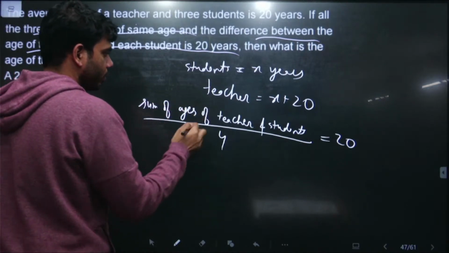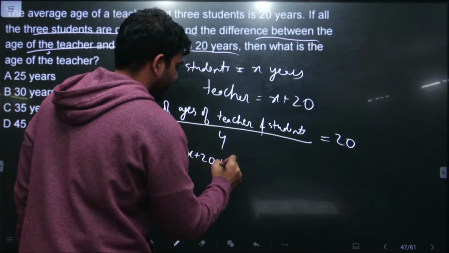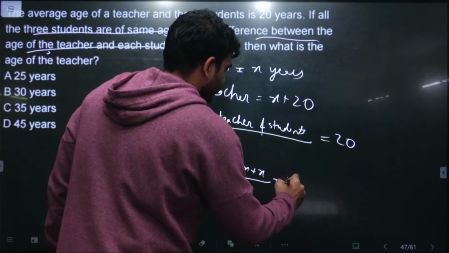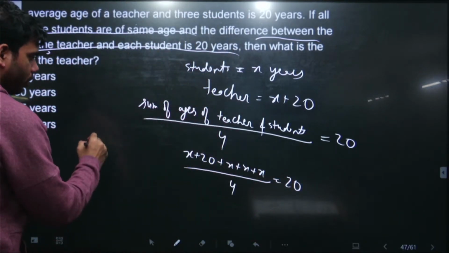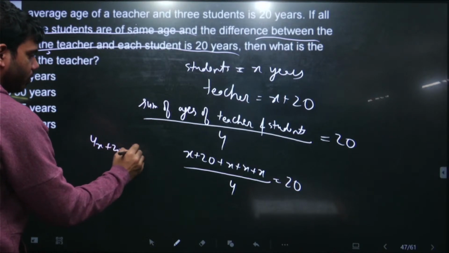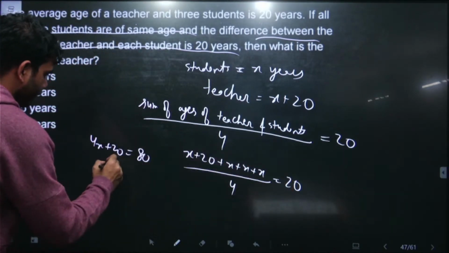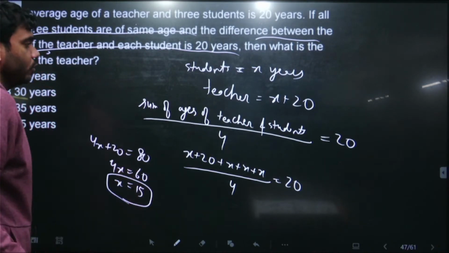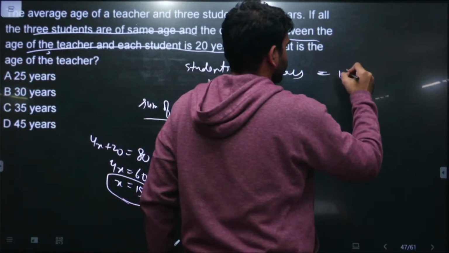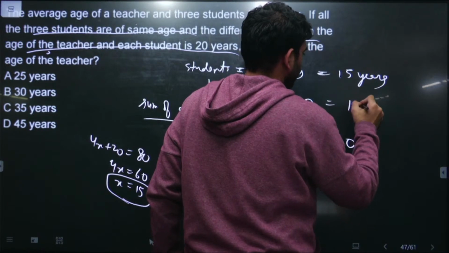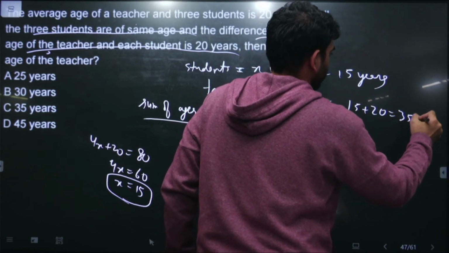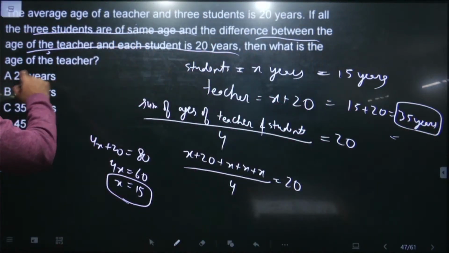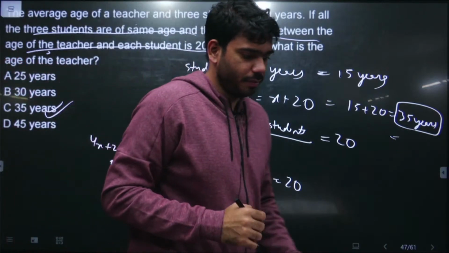So the sum of ages: the teacher's age is x plus 20 and the students' ages are x, x and x. There are 3 students with age x. Solving for x, we get 4x plus 20 is equal to 80. Taking 20 to the other side, 4x is equal to 60, so x is equal to 15. So the age of the student is 15 years and the age of the teacher is 15 plus 20, 35 years. 35 years is the age of the teacher, and this is what we were asked. So option C is correct here.